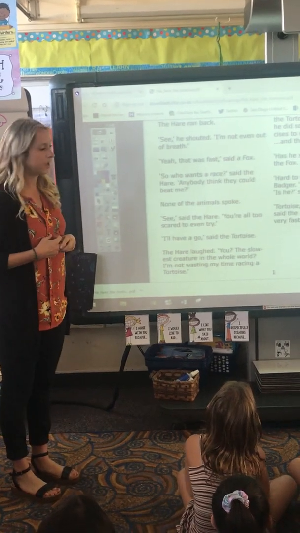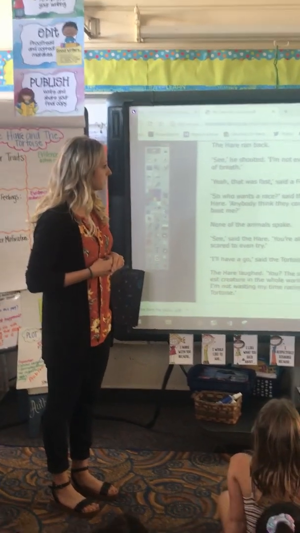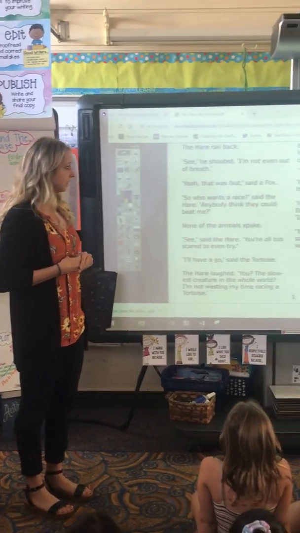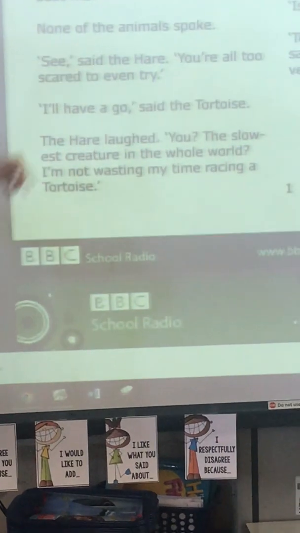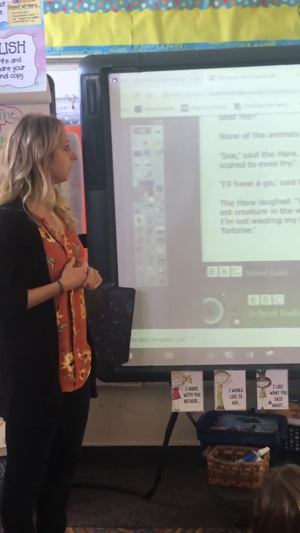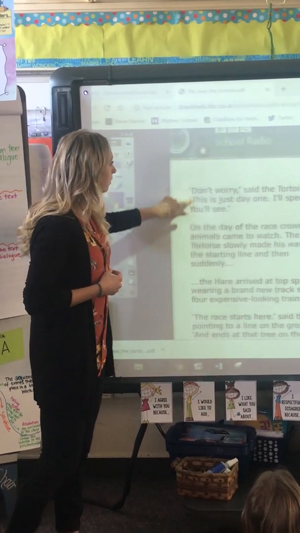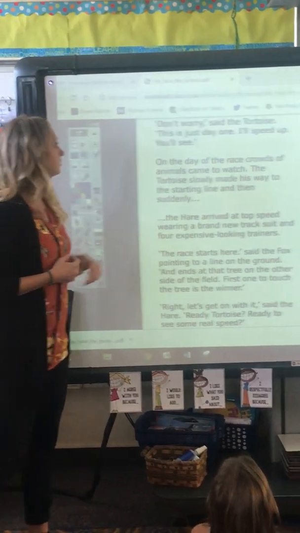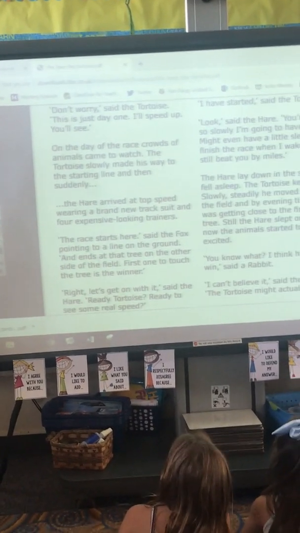"Has he started running yet?" asked the fox. "Hard to tell with tortoises," said the badger. "He's definitely moving." "Is he?" said the fox. "Tortoise, are you sure about this?" said the crow. "I mean, the hare is very fast." "Well?" "Don't worry," said the tortoise. "This is just one day. I'll speed up. You'll see."